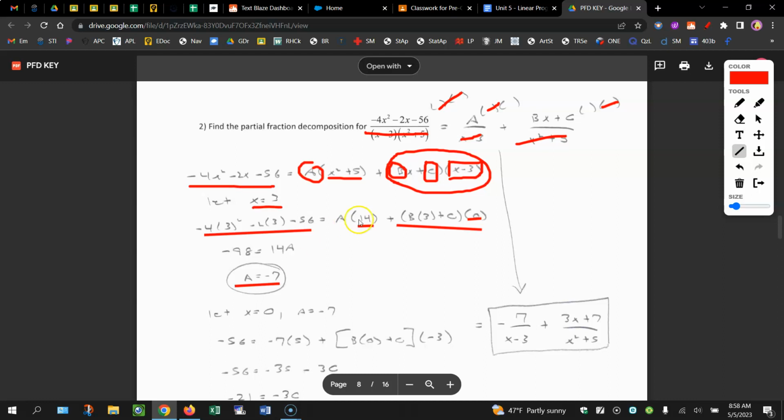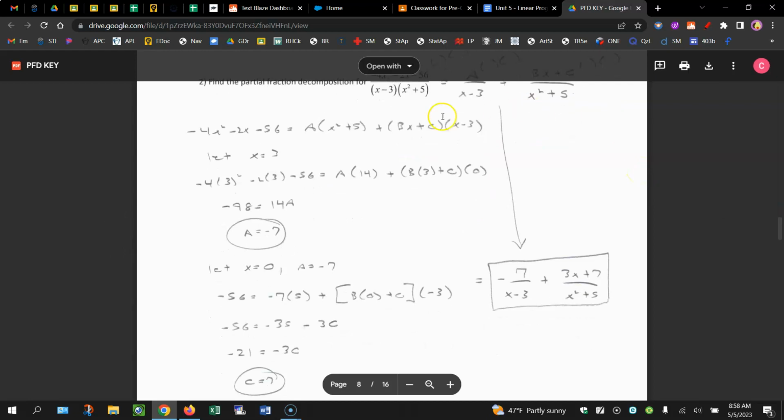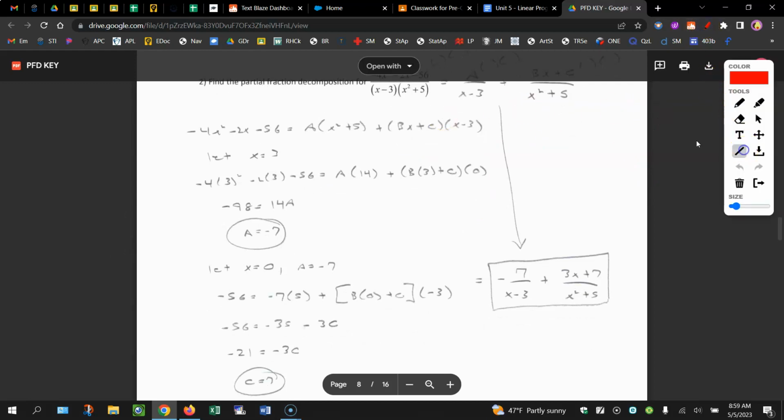We just need to get rid of B or C, make one of those 0. So what we're going to utilize is making x equal 0, because then B times 0 is 0, and we're also going to substitute in the value of A. So this will allow us to find C. So if x is 0, this whole thing is just negative 56. The A value is negative 7 times the 5. Here, B times 0 is 0. C times negative 3 is negative 3C. Add the 35 over, divide, you're going to get C is positive 7.